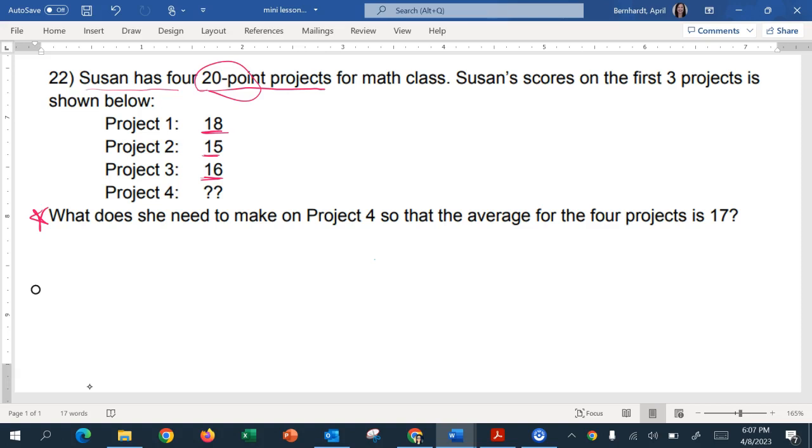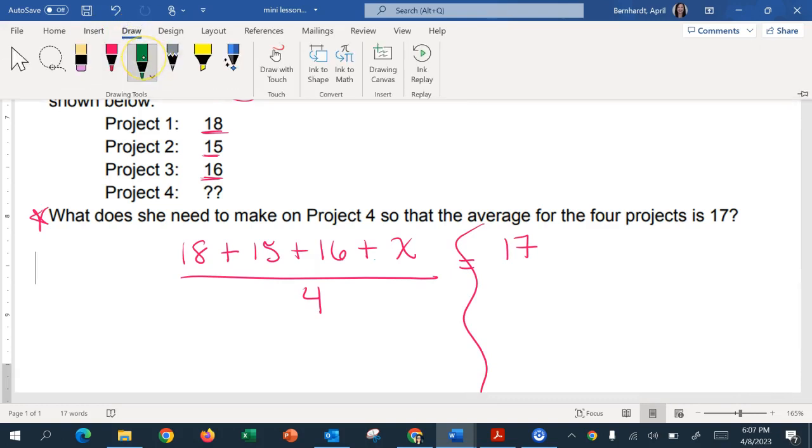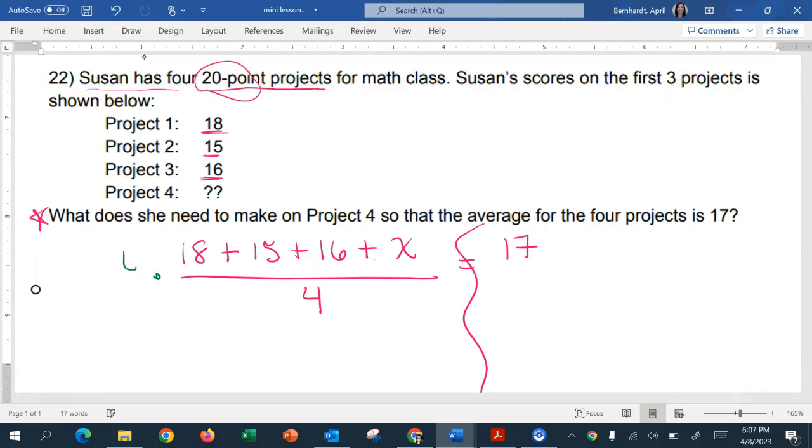So again, this is just dealing with mean average. So I don't need to put the numbers in order from least to greatest. I'm just going to set it up as I would read it. Divide by 4 equals that mean average of 17. Squiggle solve. Let's pick a different color here. So first I'm going to get rid of that fraction 4. So I'm going to multiply both sides by 4. 17 times 4 is 68.